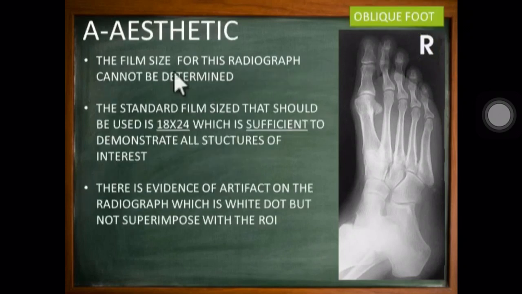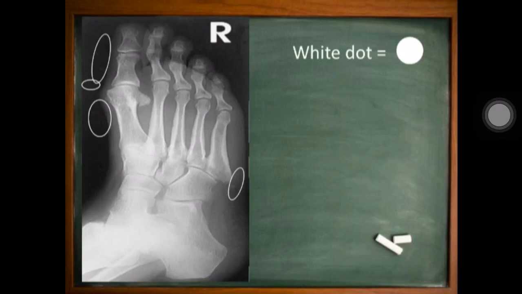For the aesthetic, the film size for this radiograph cannot be determined, but the standard film size that should be used is 18 x 24 cm, which is sufficient to demonstrate all structures of interest, and there's evidence of artifact on the radiograph, which is the white dot but not superimposed with the regions of interest.